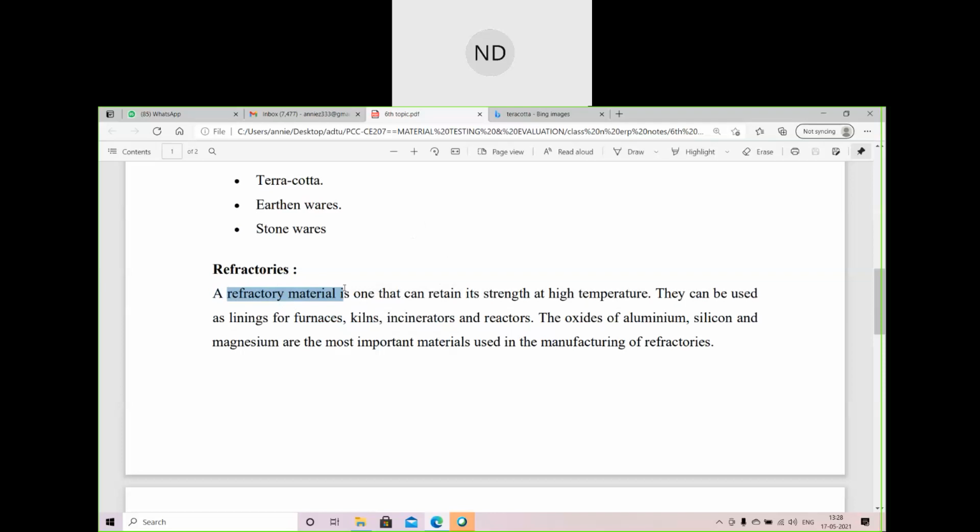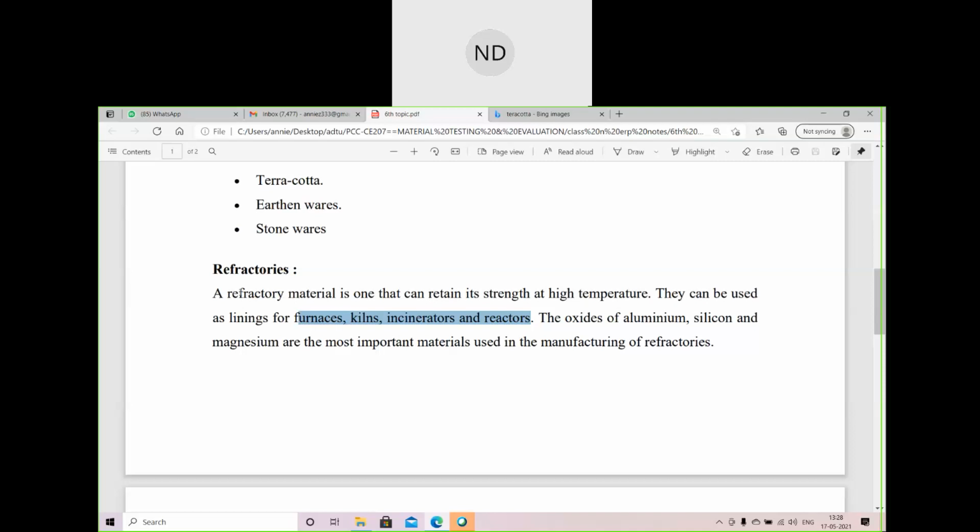Okay, so these refractories are used in furnaces, kilns, incinerators and reactors. Why? Because in these kinds of things we use too much heat to produce something, and these refractories can withstand that much heat. The oxides of aluminium, silicon, and magnesium are the most important materials used in the manufacturing of refractories. So they are used in those furnaces and kilns, where we create different materials at a very high temperature.